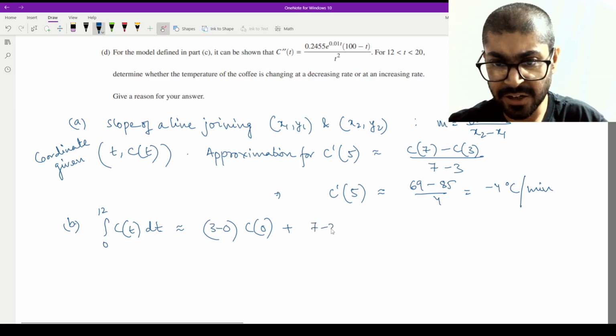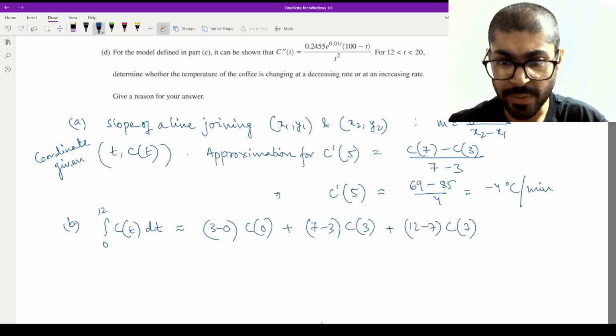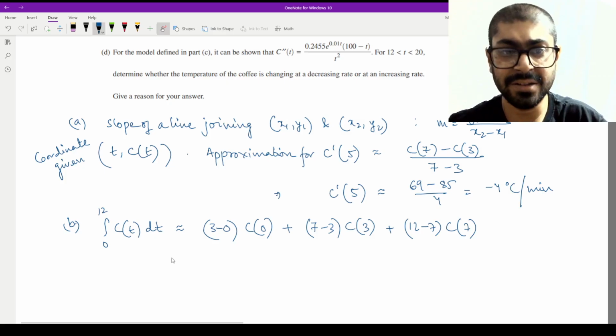So 7 minus 3 times c3, again going for the leftmost point, plus 12 minus 7 into c7. I hope you understand the pattern. We are just going for the left Riemann integrals. Now all that remains is to place the values.